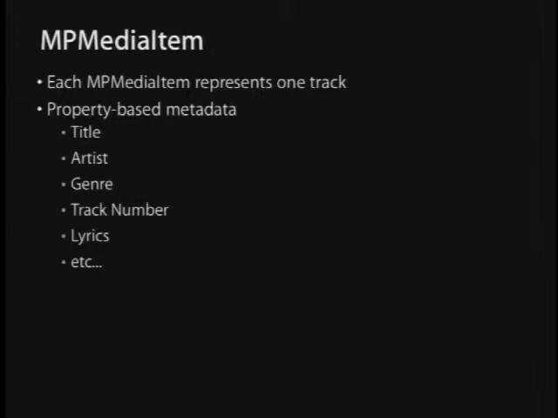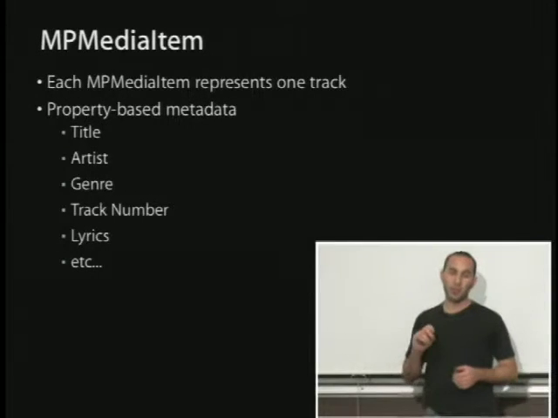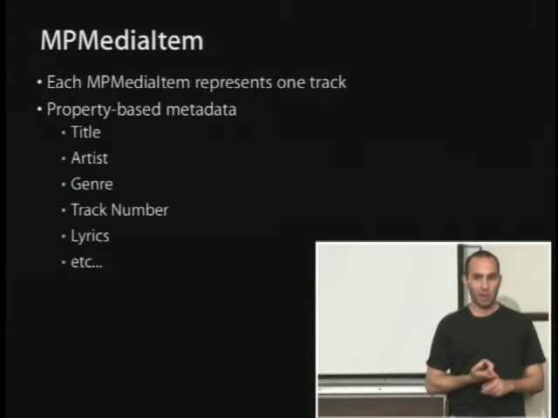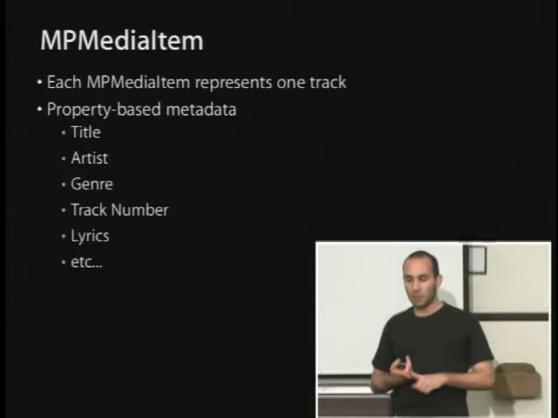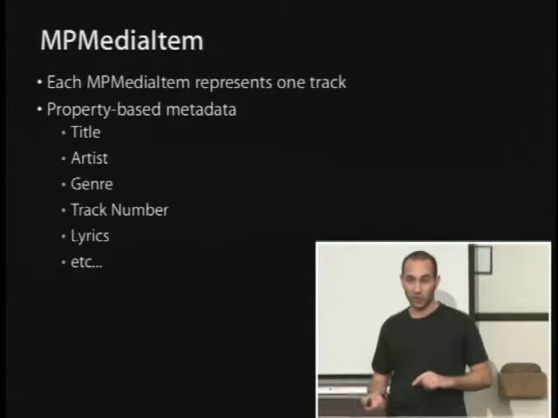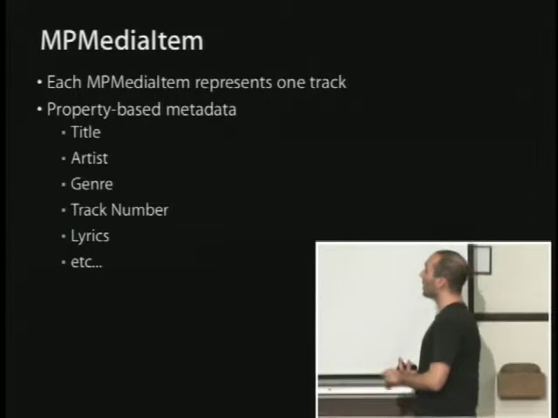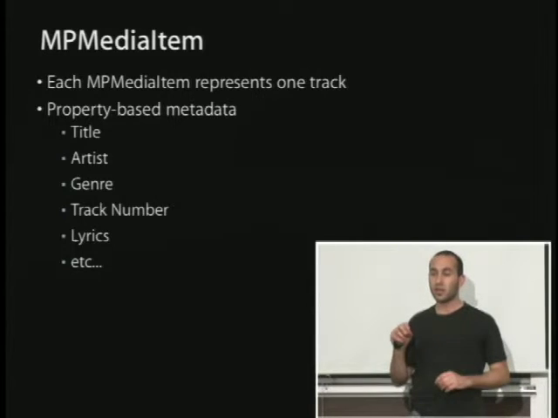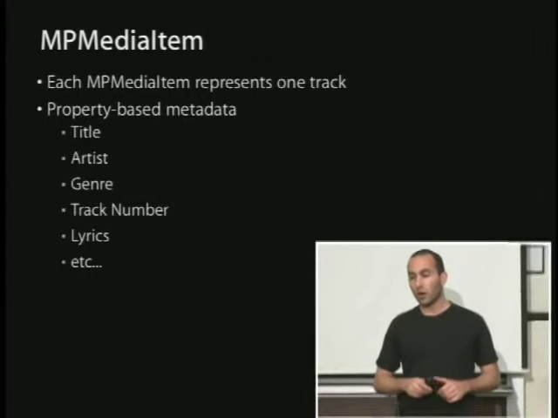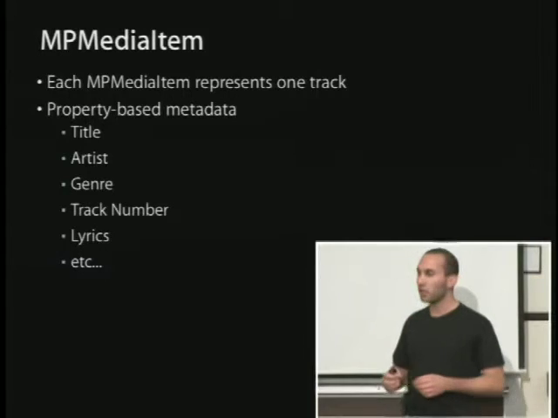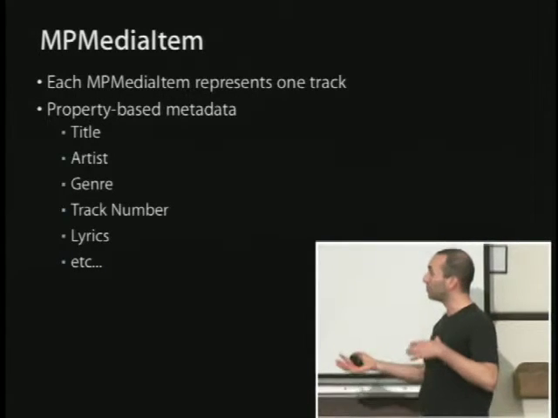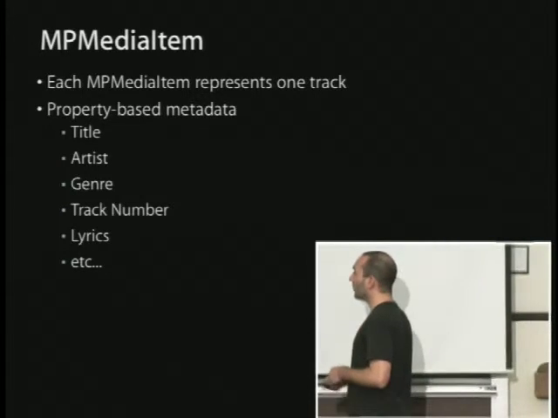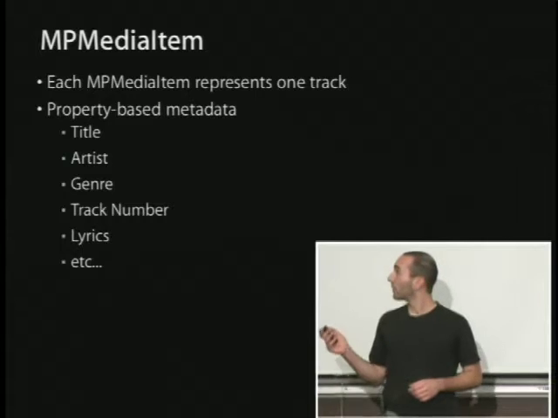An MP media item is property-based, and there are only 2 method calls on it. One is can filter by property. So you can ask it, are you able to filter by artist? And then there's value for property. There are several strings you can use. You could say value for property, MP media item type artist, MP media item type title. There's several others, lyrics, right? You can get the lyrics off of a song.